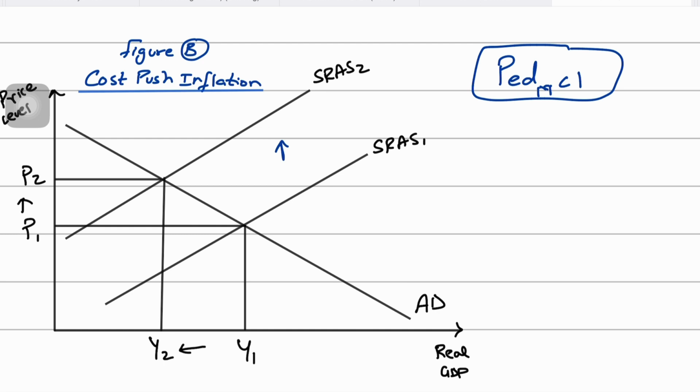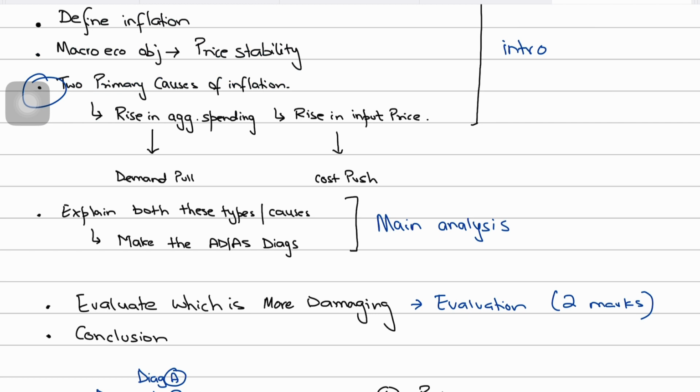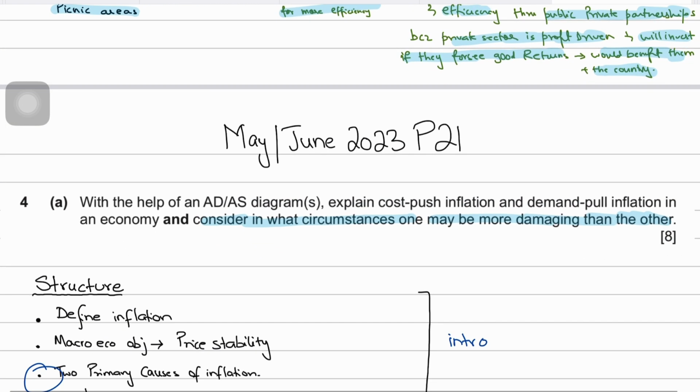And at times it's even said that it could trigger a cost push inflationary cycle, not only affecting one sector but multiple sectors across the economy, leading to higher prices across the economy. Now that we have explained both these types of inflation with the diagrams, the last step would be to evaluate which is more damaging. As the question says, consider in what circumstances one may be more damaging than the other.